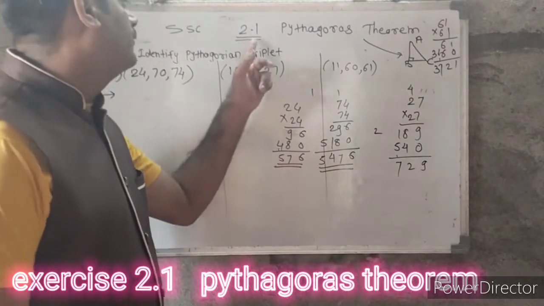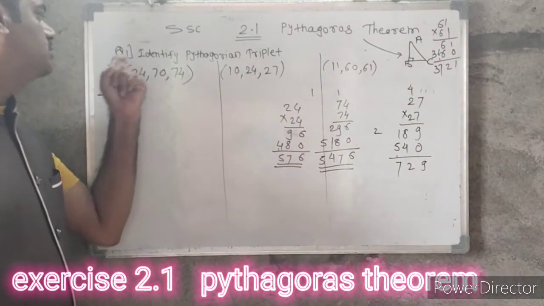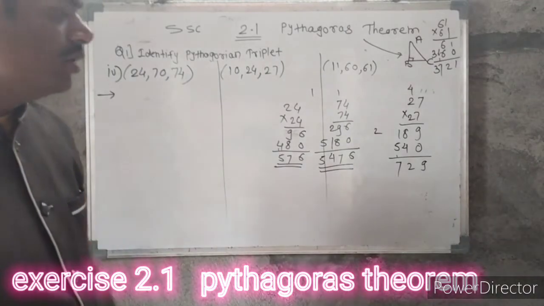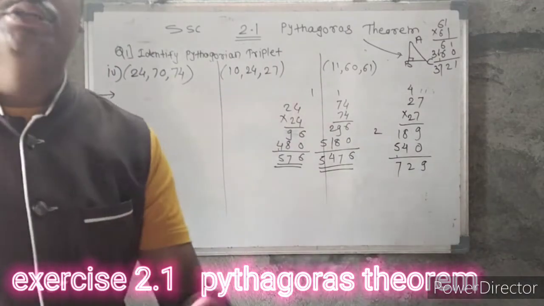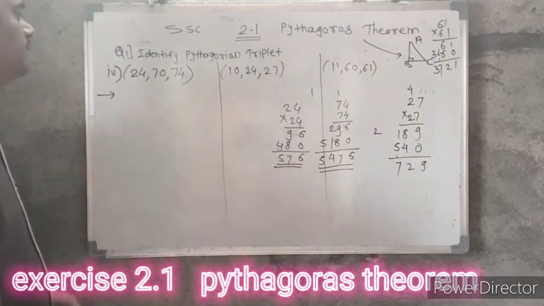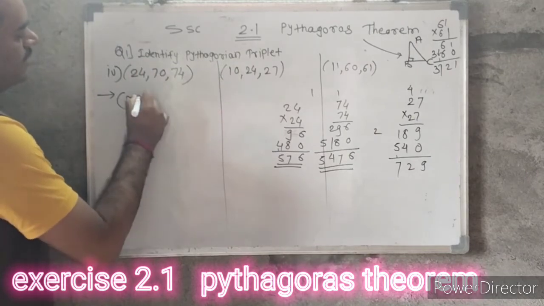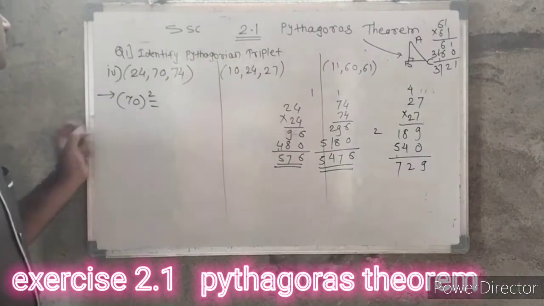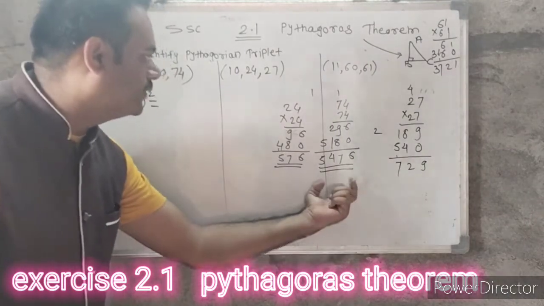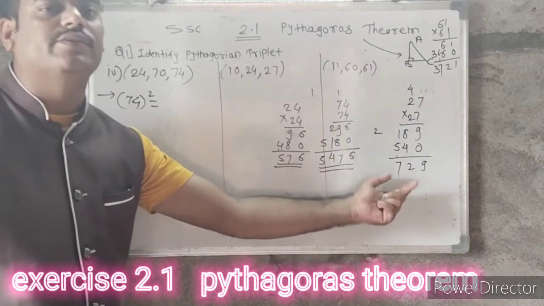Students, we are discussing exercise number 2.1, from which the first question is to identify whether it is a Pythagorean triplet or not. One by one, we have already seen the first 3 examples, now the 4th example. Here, the largest side is which one? 74. So the largest side squared, 74 square, 74 into 74, that is 5476.